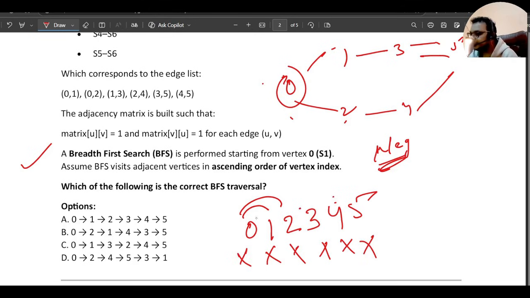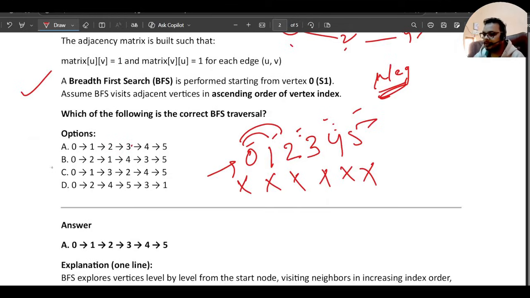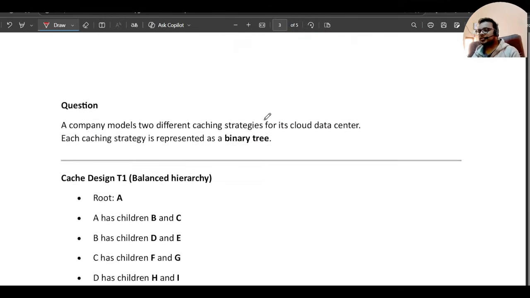So our final answer will be 0, 1, 2, 3, 4, 5. This will be our BFS traversal. So it will be 0, 1, 2, 3, 4, 5. Answer number 1. Okay, next question.